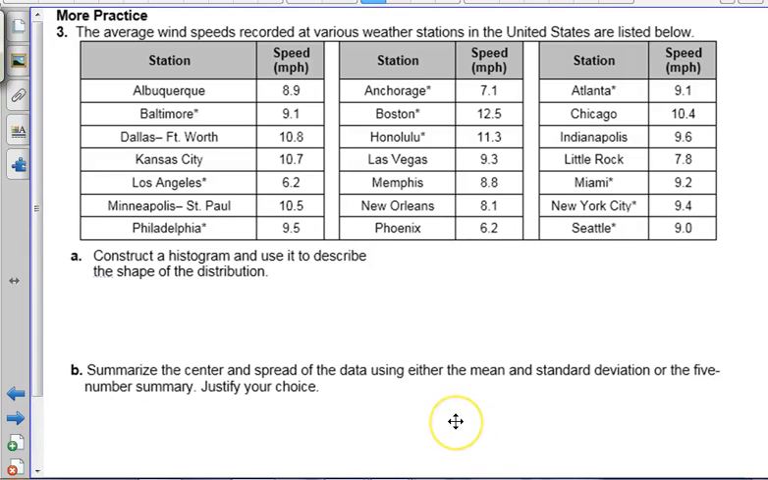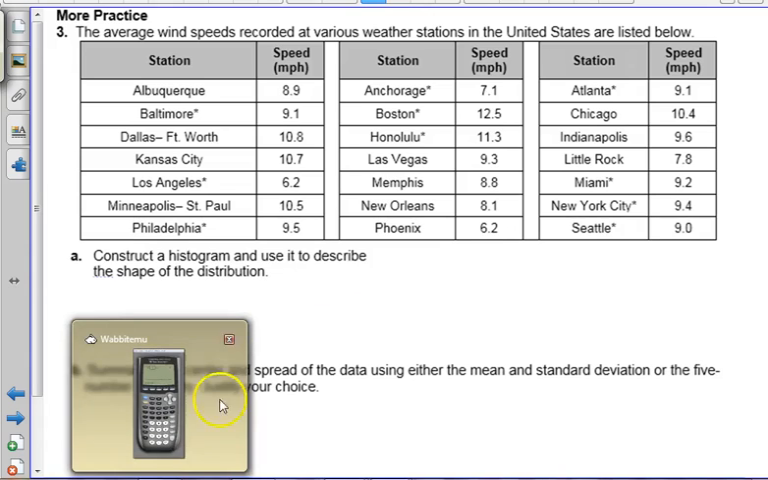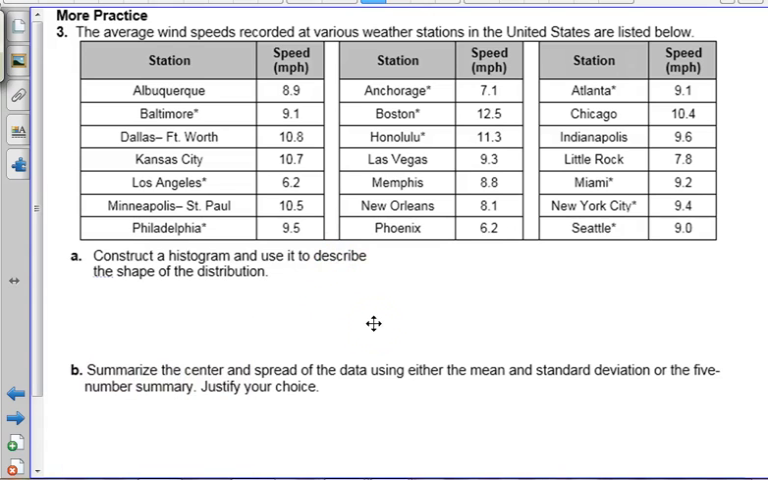All right, this is where we got so bogged down earlier today. I need you to type all of these numbers into one list real fast. Can I read them? Would that help? Everybody go into list 1. We ready? Everybody go into list 1, clear it out. 8.9, 9.1, 10.8, 10.7, 6.2, 10.5, 9.5. Are we good?